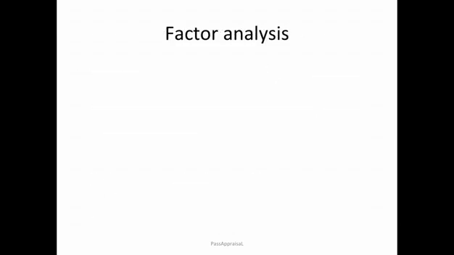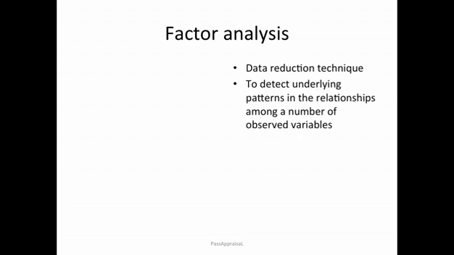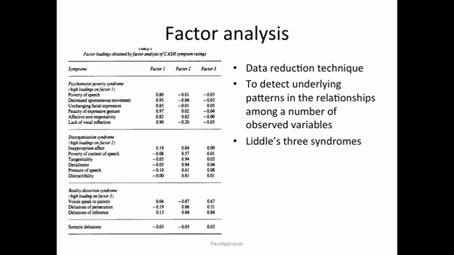Another multivariate test often used for data reduction is called factor analysis. It helps to detect underlying patterns in the relationships among a number of observed variables. A well-known use of factor analysis is the examination of multiple signs and symptoms of chronic schizophrenia by Liddell. Several of these multiple variables can be clustered on the basis of the high correlation among them. This property helps to identify the underlying structure of a high-dimensional multivariate space. Liddell identified the syndromes of psychomotor poverty, disorganization, and reality distortion using this approach.